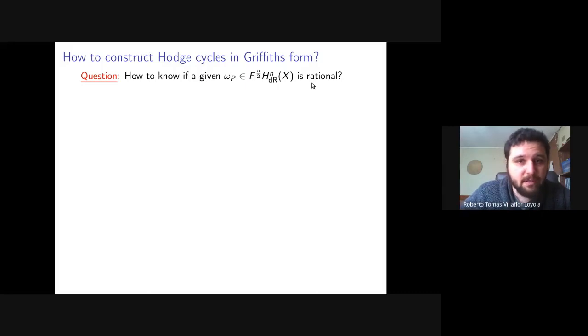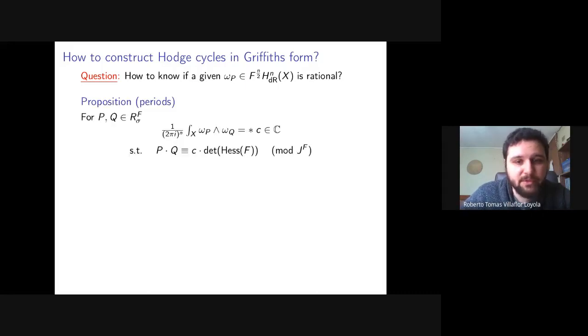So if we recall the proposition about periods, we will see that this relation is giving us, whenever we know the Griffiths form of a rational class, omega q, a lot of constraints in the coefficients of the polynomial p in order to guarantee that omega p will have rational periods, right? And so it will be a rational class.